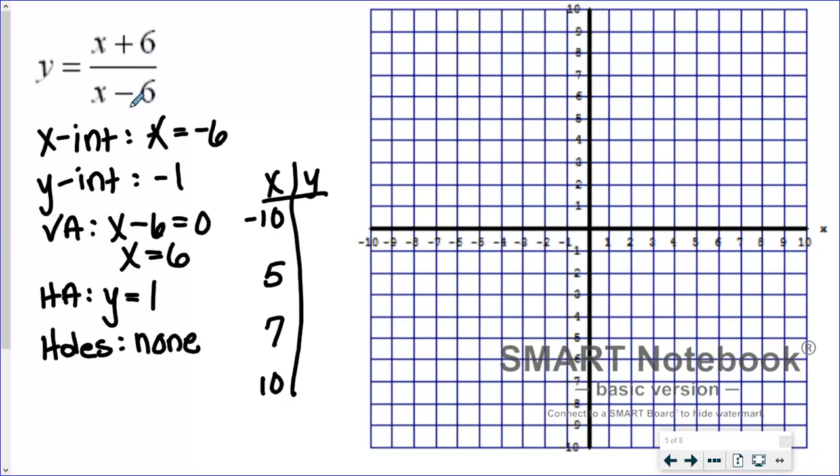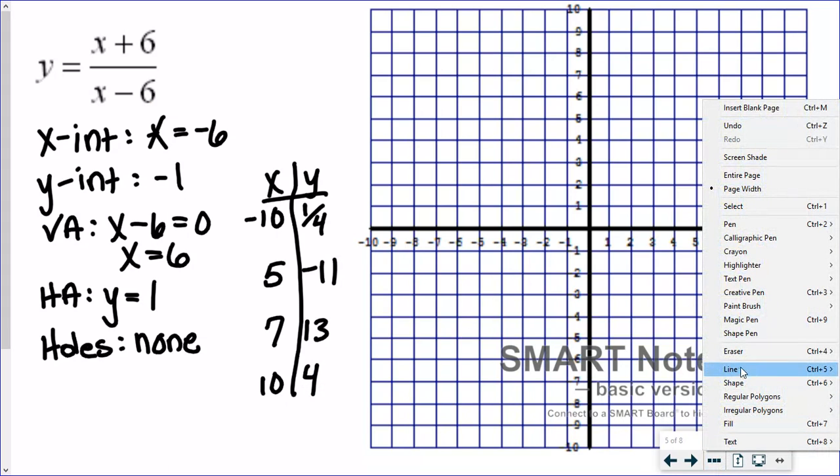Here we will get -4 over -16, so that's just positive 1/4. Here we will get 11 over -1, so -11. 7, we will get 13 over 1, which is 13. And even though these aren't necessarily on our graph, they're still very useful to us. When we plug in 10, we get 16 over 4, which is 4.